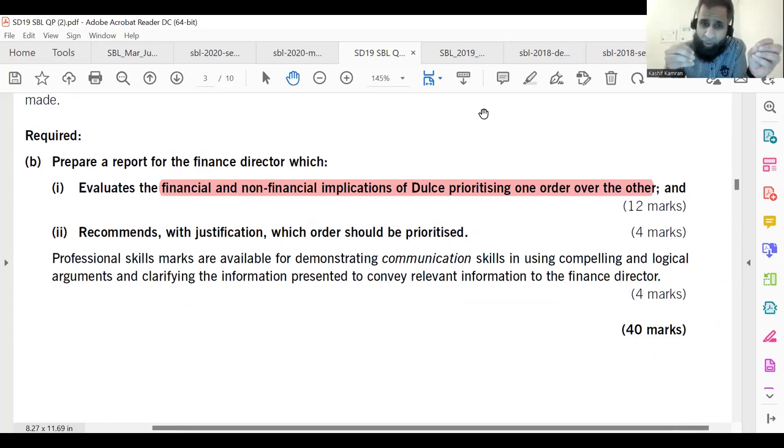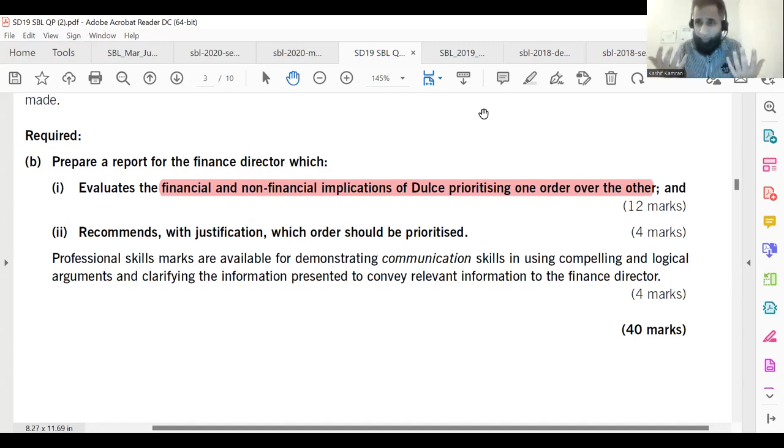And what is the financial implication of that? And what is the non-financial implication of Dulce prioritizing one order over the other? Now, is that a case-specific situation? You will read the case and you will understand the Dulce position of prioritizing one order over the other, and you need to speak of its financial implication and non-financial implication.